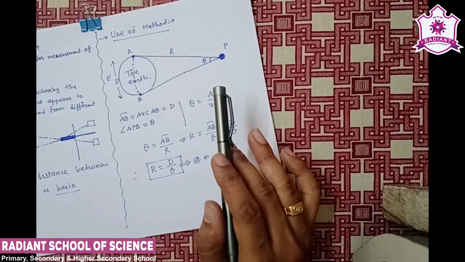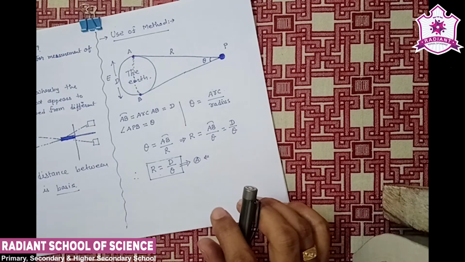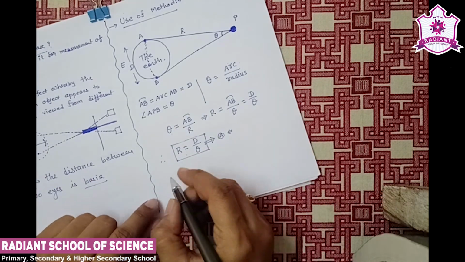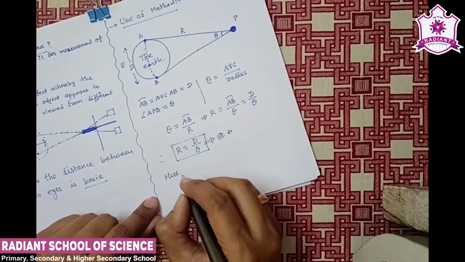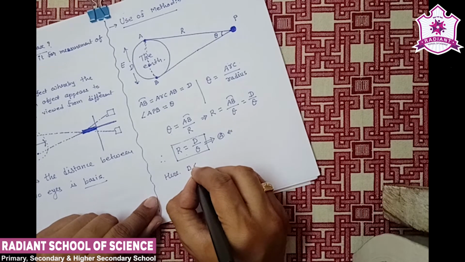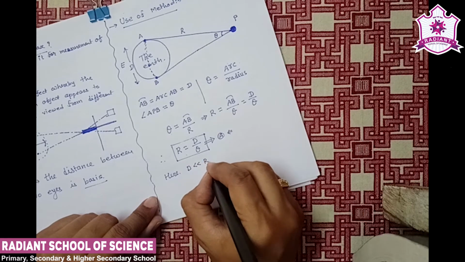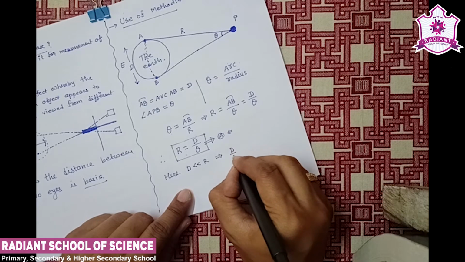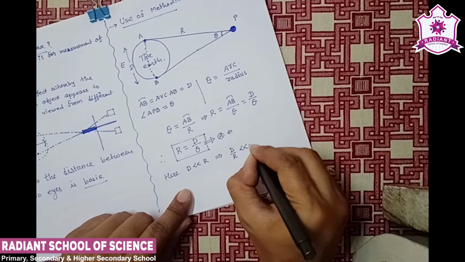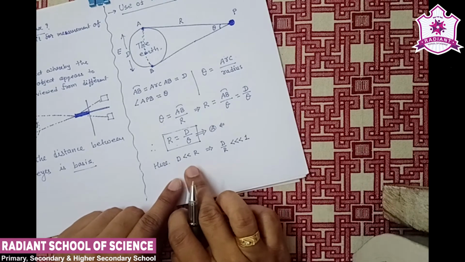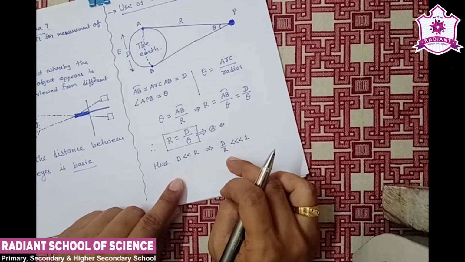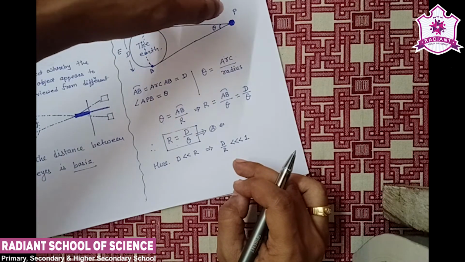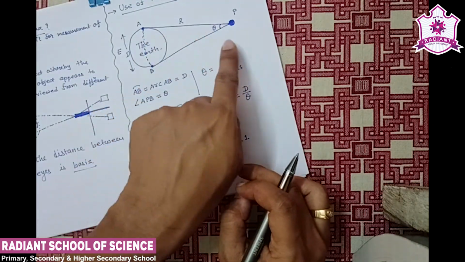So this is one of the methods that we have used. Here we must know two basic things: that D is very much less than this distance r. So D upon r is very much less than 1, because the diameter of the Earth is very, very small with respect to this distance r.